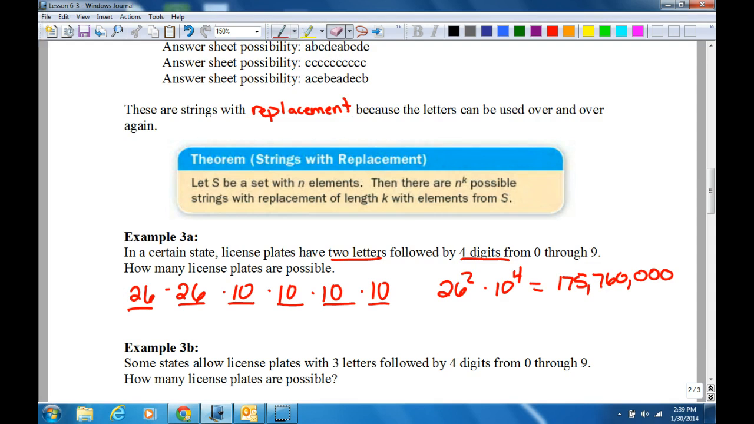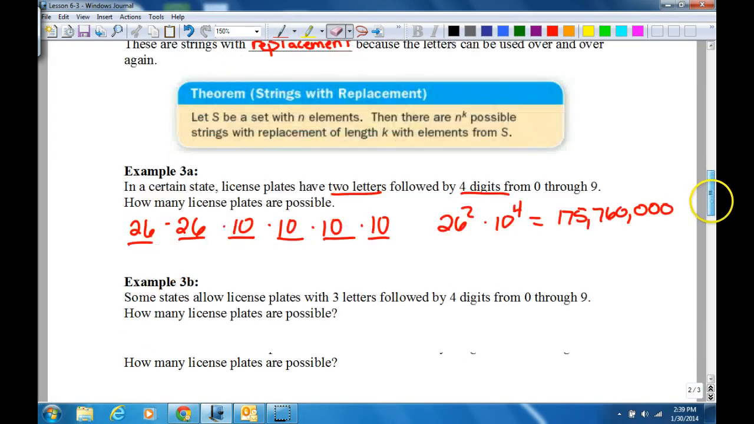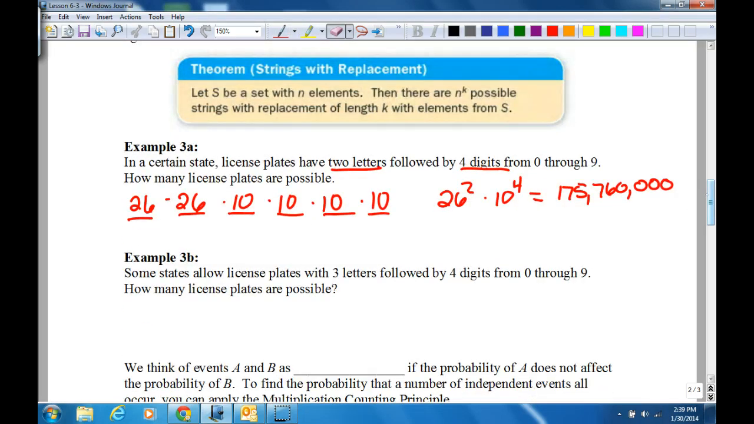All right? Okay, I'm going to let you guys think about the next one. By yourself, don't say it out loud, try it on your own. Some states allow license plates with 3 letters followed by 4 digits. Figure it out. At least set it up.